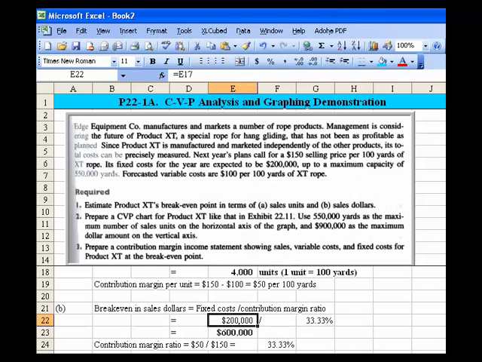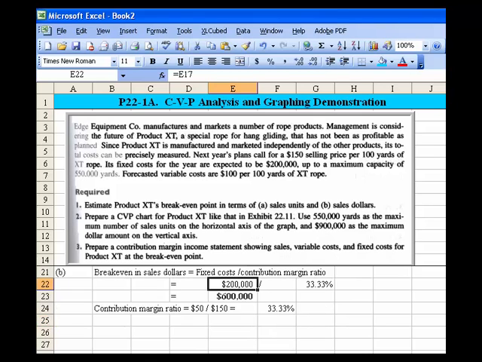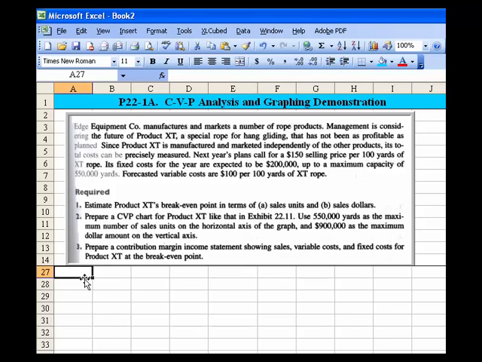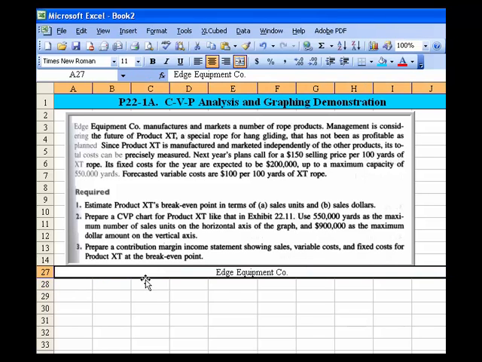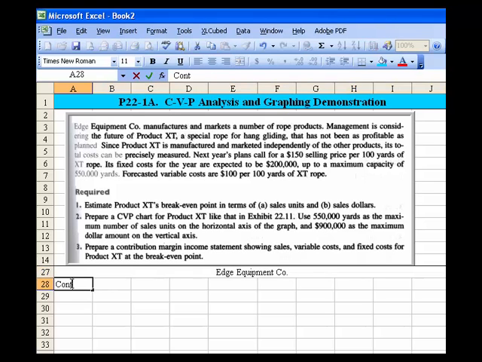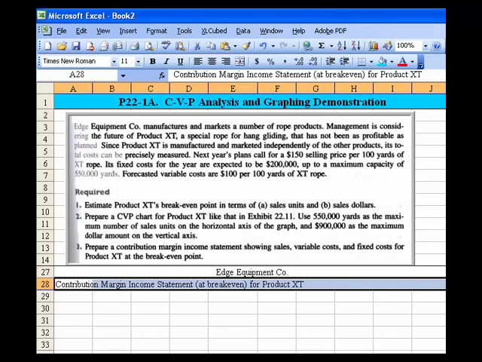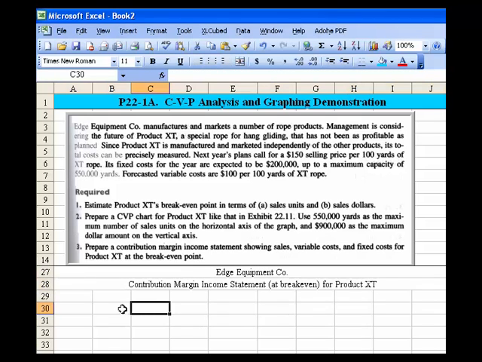Okay, now why don't we take a look at part 3. Again, I'll slide prepare a contribution margin income statement showing sales, variable costs, and fixed costs for product XT at the break-even point. Okay, so first I would put a title on there like Edge Equipment Company. Okay, and why don't I just center that for now? And the next one this would be a contribution margin income statement, and we're going to do it at break even, right? For product XT. Okay, so some kind of title might be worthwhile, and then we would drop in the information.